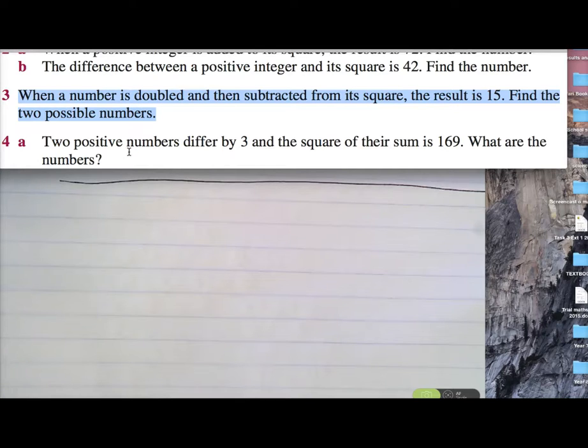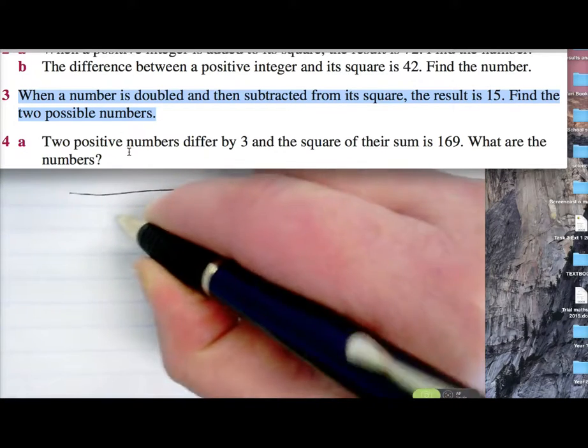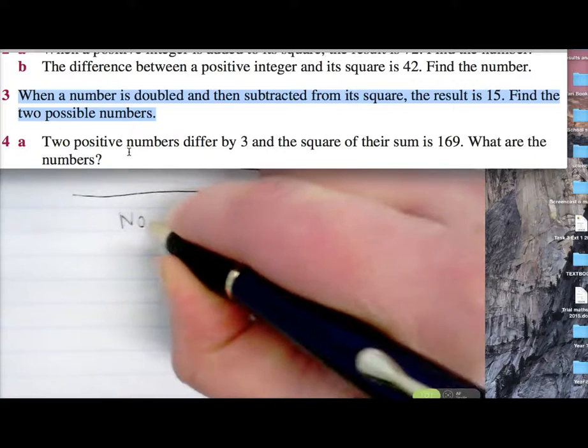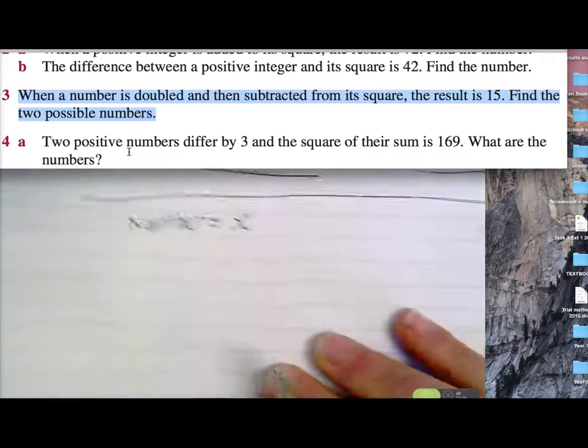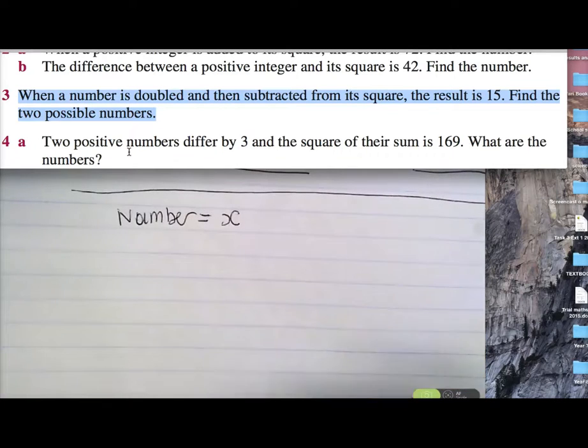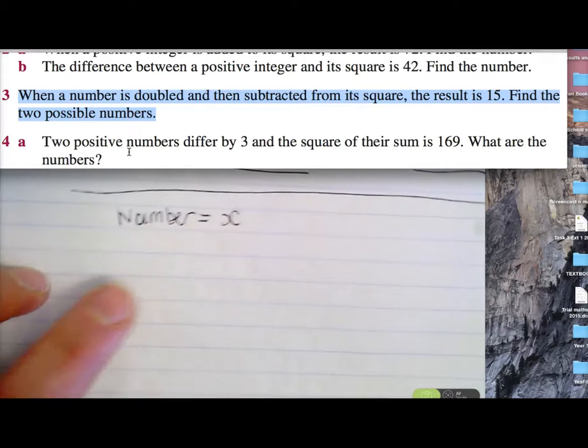All right, what's your first number going to be? So the number equals x. Okay, let's set up an equation. When that number is doubled, so what do we get? 2x. And subtracted from its square. What's its square? X squared.